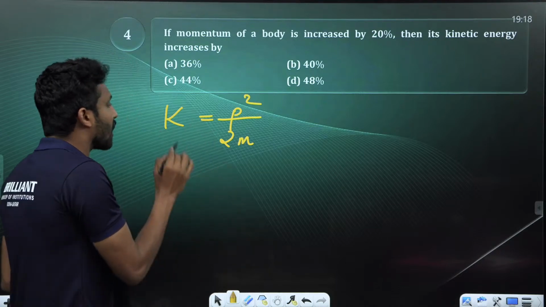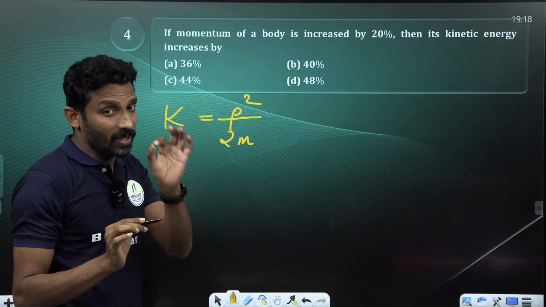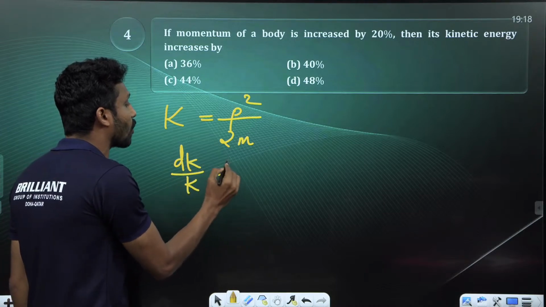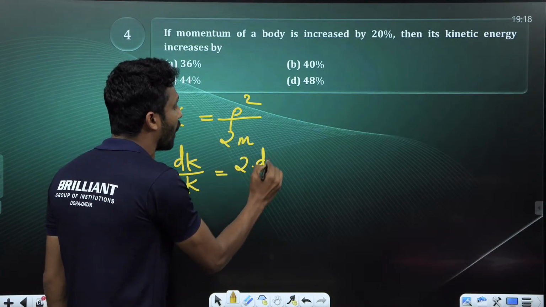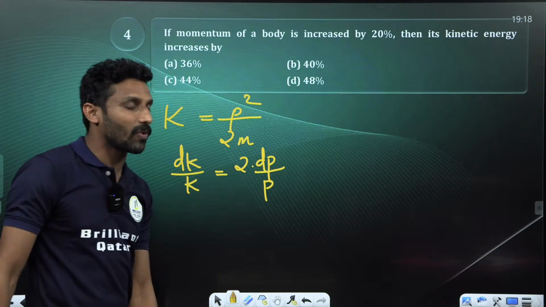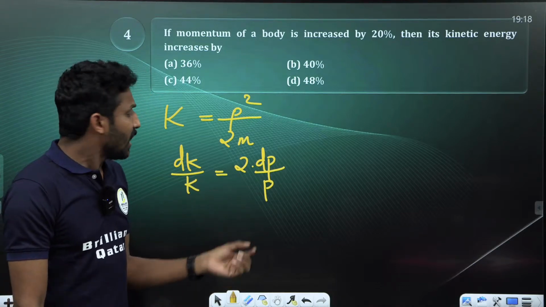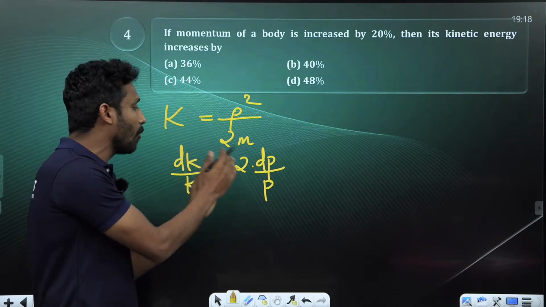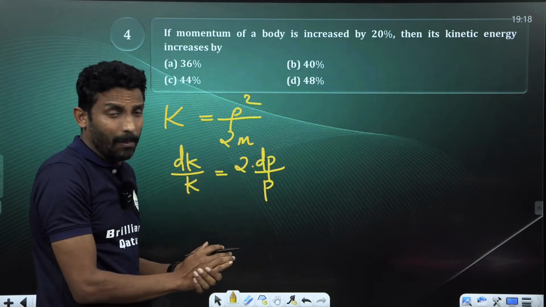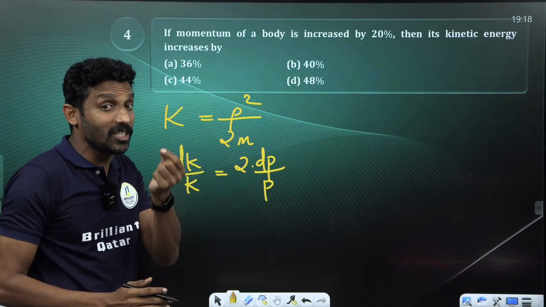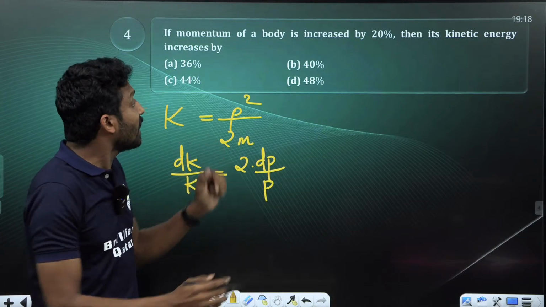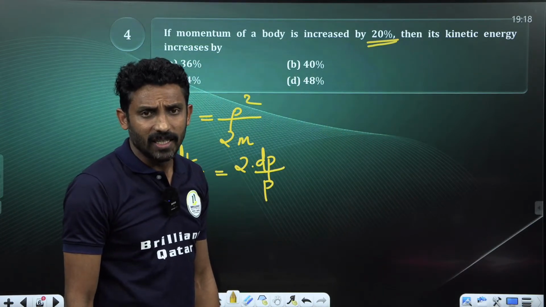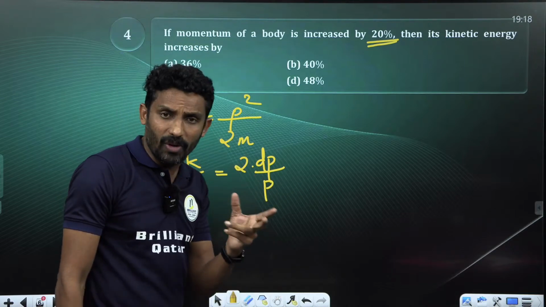If the change is very small, then we can take dK by K equal to twice dP by P, in differential form. It means if the change in momentum is 1%, then the change in kinetic energy will be 2 times 1%. But this will be true only when the change is very, very small. Here the change is 20%. It is not a small change, it is a huge change. Then in which way do we have to proceed?